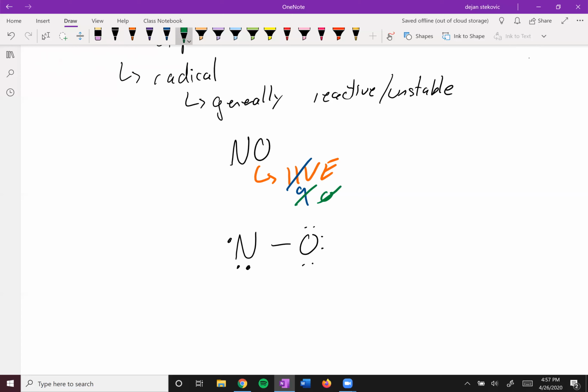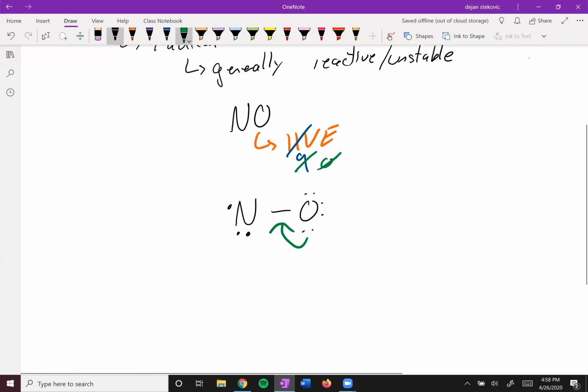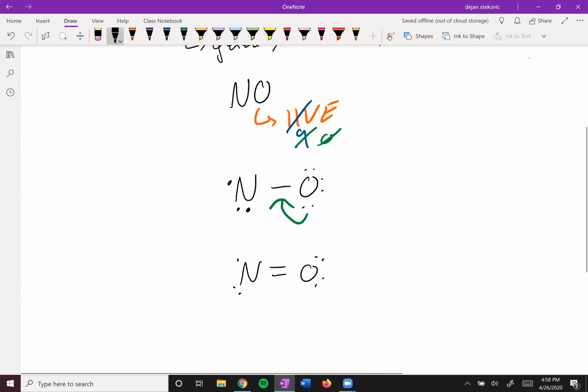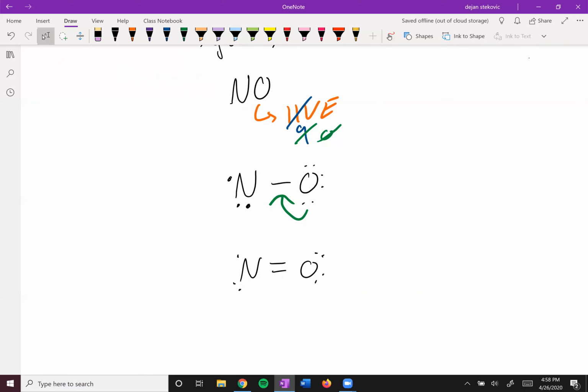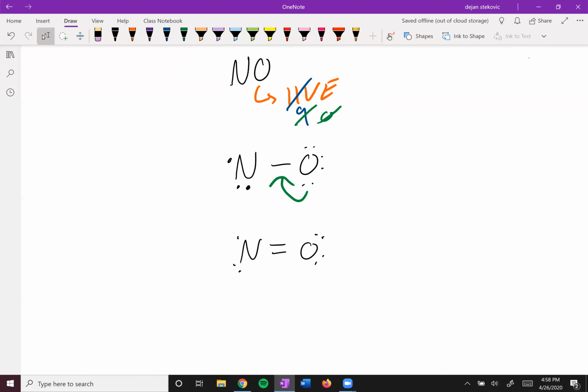And then we think about trying to get everything to have an octet. Right now, nitrogen only has, let's see, 5 electrons, so we could donate another set of electrons. And now nitrogen has 7 valence electrons. So if we try to donate another pair to go over the octet rule, as we learned before, nitrogen and oxygen, they can't break the octet rule, but they can have less than an octet. So this is the correct Lewis structure for this compound.